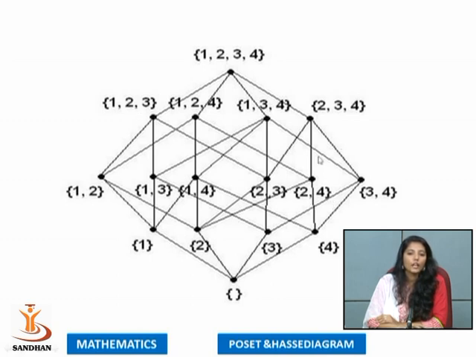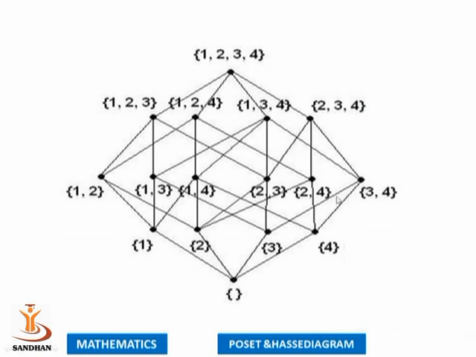{2,4} is contained in {2,3,4} and {1,2,4}. We join these two lines. And {3,4} is contained in {2,3,4} and {1,3,4}. We can join by these two lines. Okay, and at the last stage, because {1,2,3,4} contains all the elements, all four sets {1,2,3}, {1,2,4}, {1,3,4} and {2,3,4} are joined to {1,2,3,4}. So we can join if it is contained in the set, and if it is not contained in the set, they are at the same height.